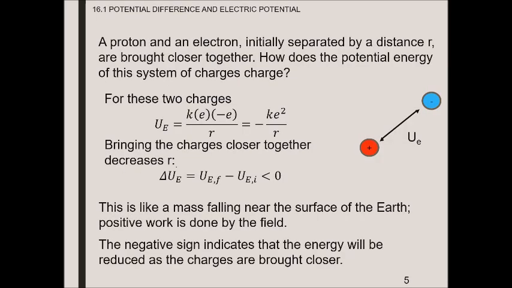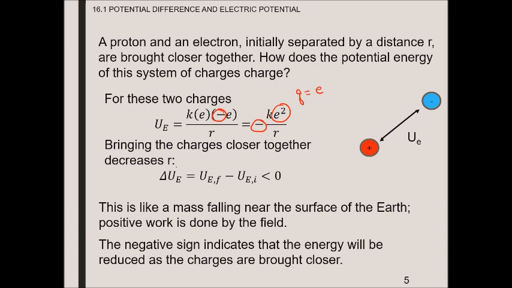So what does the formula look like? If we have a proton and electron initially separated by some distance r and are brought closer together, how does that change the potential energy? Again, we end up with a negative sign here. I'm going to pull that out, and we're going to end up with e squared, because presumably we have a single proton and a single electron where the amount of charge is equal to e.